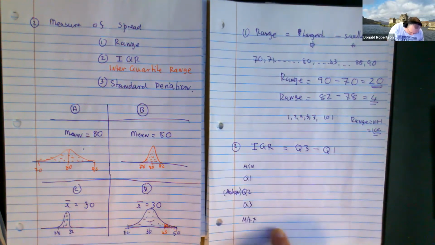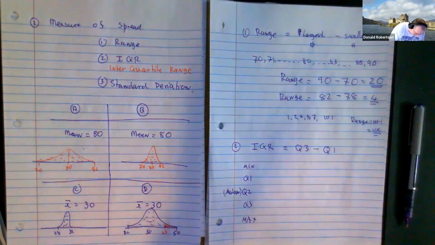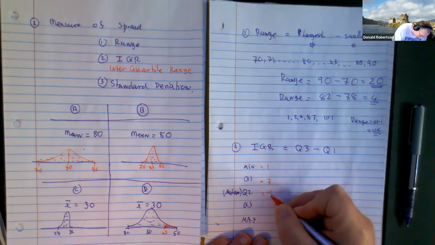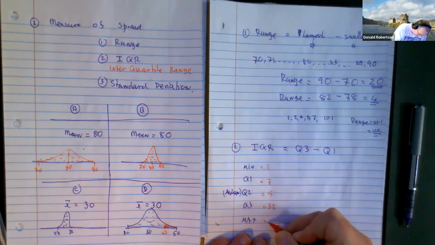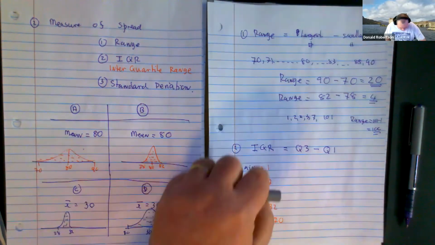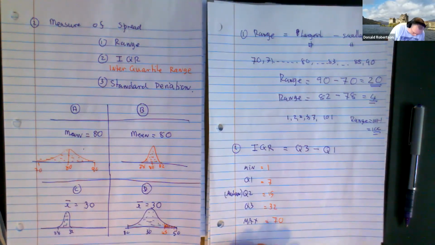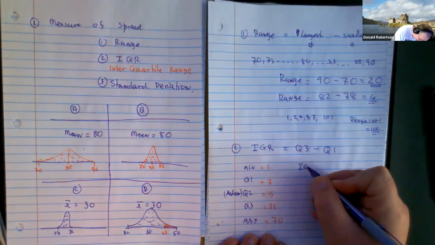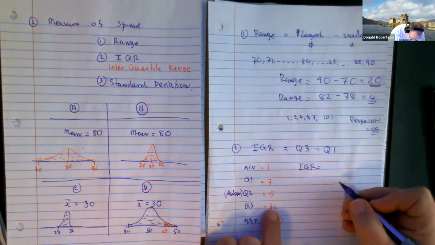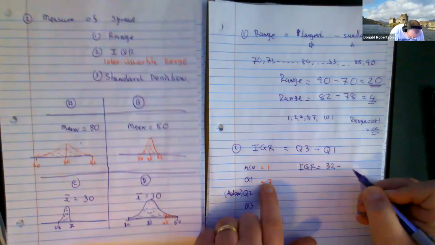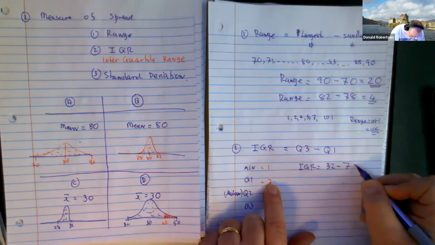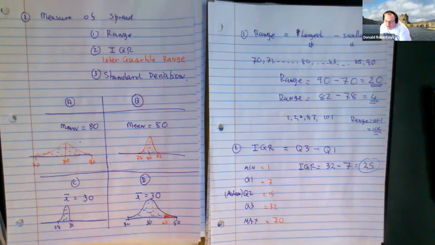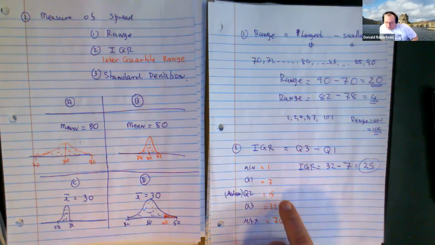So I want you to pretend that I had a whole load of data and it looked like this. That was 1, this was 7, this was 15, this was 32, and this guy was 70. So suppose I gave you that 5-figure summary. The interquartile range is Q3, which is 32, take away the value of Q1, which is 7, and the answer would be 25. Would you agree getting the interquartile range is just a matter of taking these two?